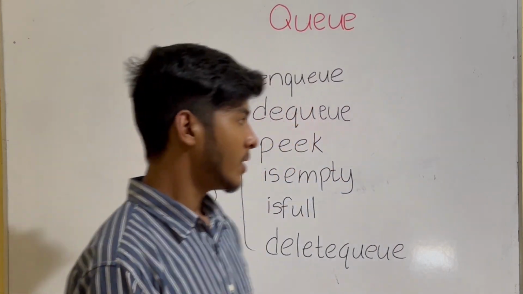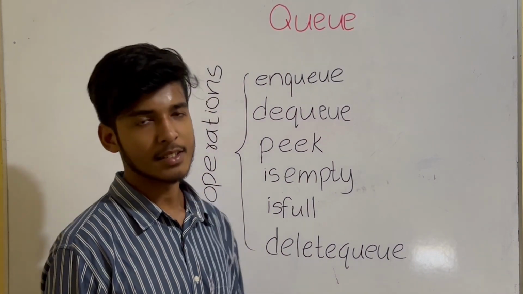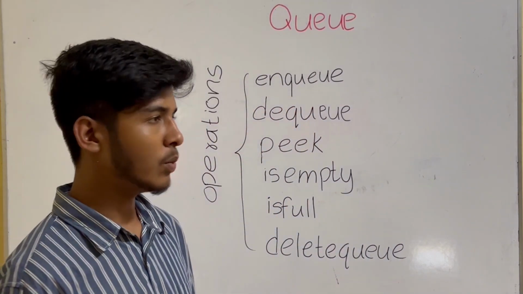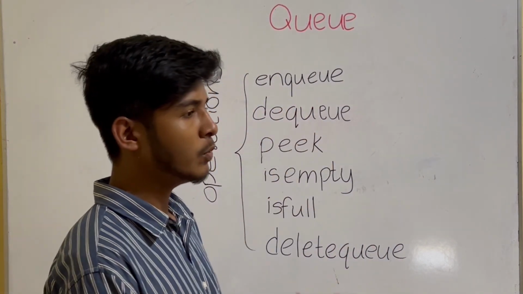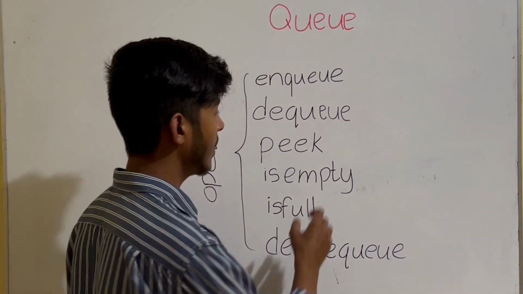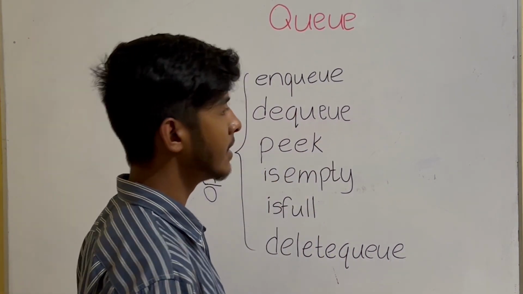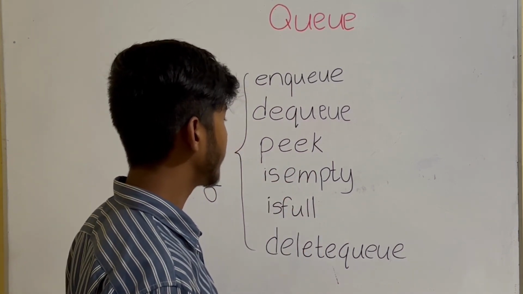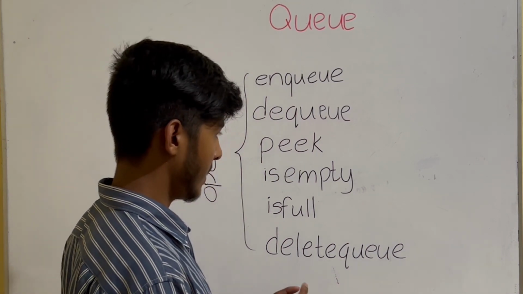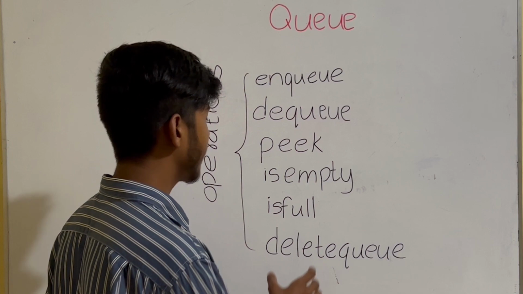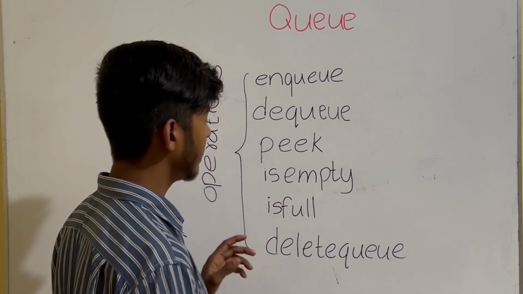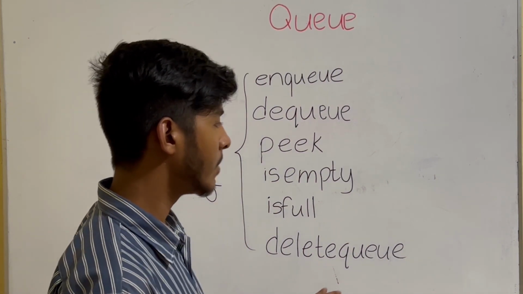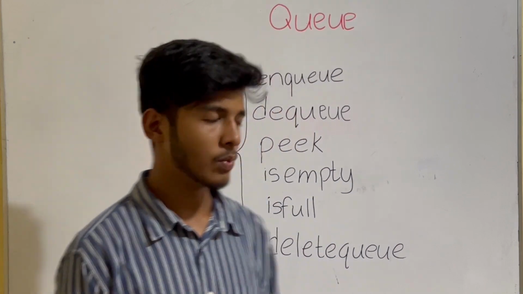Let's talk about operations in the queue data structure. Enqueue helps to insert data to the queue and dequeue helps to remove data from the queue. The peek operation helps to return the first input data. IsEmpty helps to check whether the queue is empty or not. IsFull helps to check whether the queue is full or not. Delete queue helps to delete the whole queue.